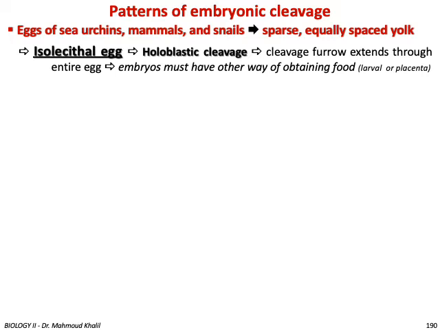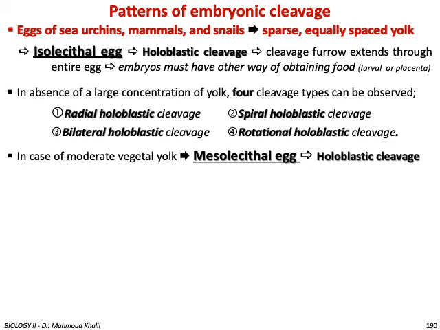Since the yolk is sparse and very little, it will not be enough until the final stage after hatching. So the yolk for these kinds of embryos is enough only until reaching a larval stage, or the embryo must be attached by a placenta to the mother. In the absence of a large concentration of yolk, four types of holoblastic cleavage can be observed: radial, spiral, bilateral, and rotational holoblastic cleavage.